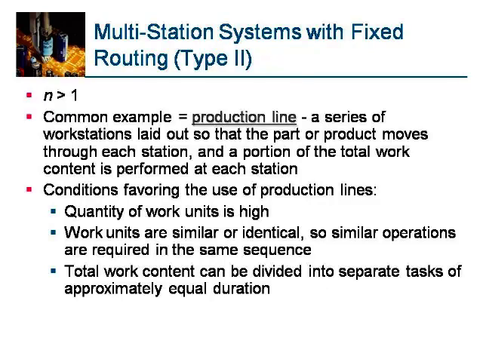Multiple station or multi-station system with fixed routing, Type 2, N is greater than 1. Common example is production line. A series of workstations laid out so that the part or product moves through each station and a portion of the total work content is performed at each station.